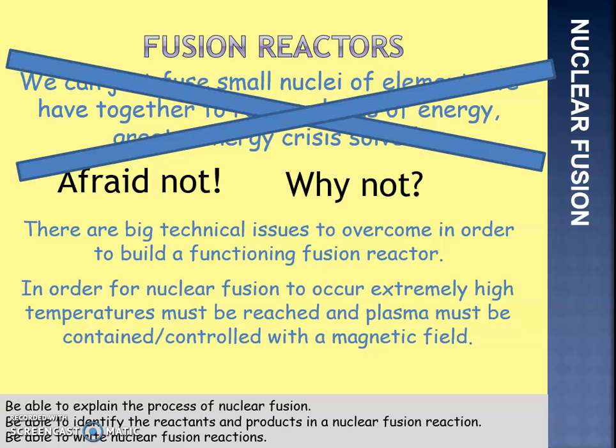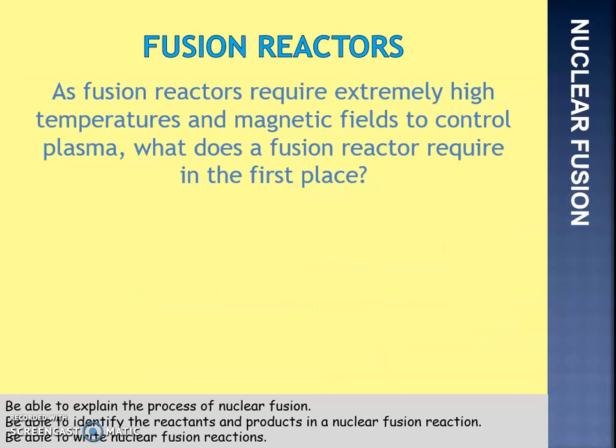In order for nuclear fusion to occur, we need extremely high temperatures to start it off, and plasma, which is a form of energy, must be contained and controlled within a magnetic field. This is really, really difficult to do. Fusion reactors require really, really high temperatures and magnetic fields to control the plasma. So what does a fusion reactor require in the first place? It requires lots and lots of energy.